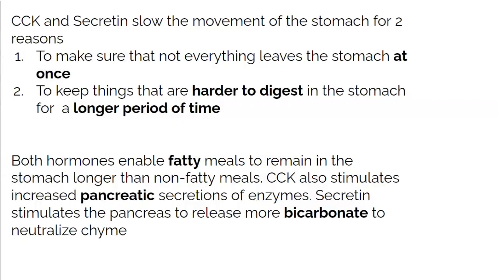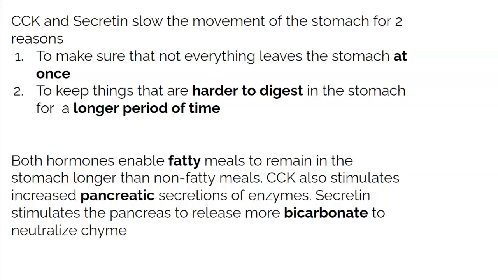So CCK and secretin are there to slow the movement of the stomach for two reasons. So it said slow motility. We want to, one, make sure that everything that's in our stomach doesn't just drop into our small intestine. Because you have to remember, you eat breakfast, you eat lunch, you eat dinner. If you ate a good breakfast and it takes a while for that to digest, and then you just had a chocolate bar for lunch, okay, your body's not going to be fully done digesting that chocolate bar before it starts passing things into the duodenum. So it wants to make sure that not everything that's in the stomach leaves at once.